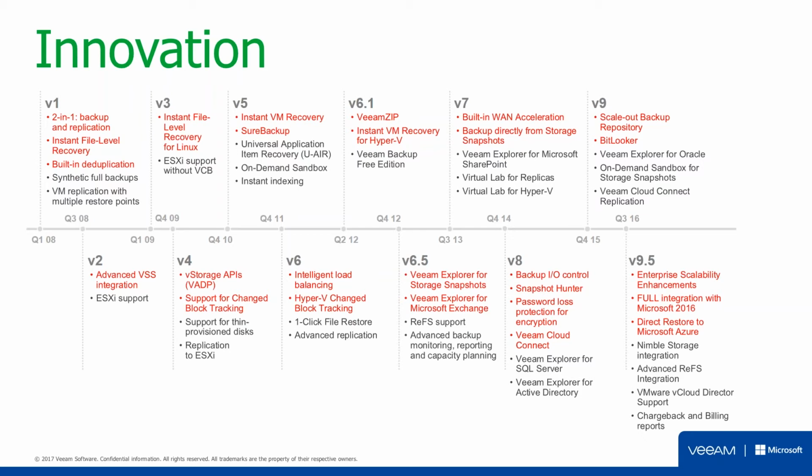We added cool things like capabilities in version 9 for scale-out backup repositories, BitLocker. We added capabilities for things called Veeam Explorers, and those were actually added back in, I guess, version 6.5 and version 7. The Veeam Explorers allow us to go in and get access to content inside of backup files of databases. So if you have a backup of an Exchange database, for example, you can use the Veeam Explorer for Exchange, go into the backup, into the Exchange database, and at a very granular level find individual items and recover them.